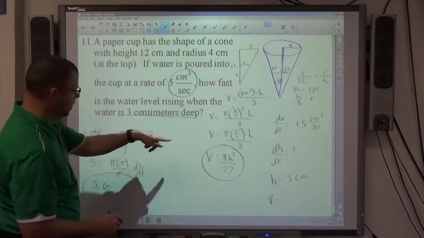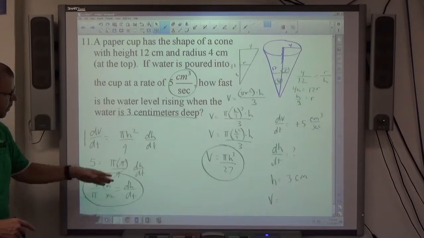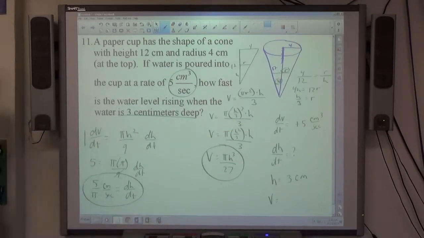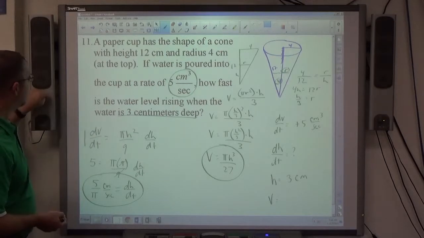The height unit is centimeters, so dh over dt is centimeters. The time unit is seconds, because we can see per second. So 5 over pi centimeters per second, you can get a decimal approximation for that if you wish. I'd be fine with either answer. I'm going to leave it like that, so I don't have to use a calculator.